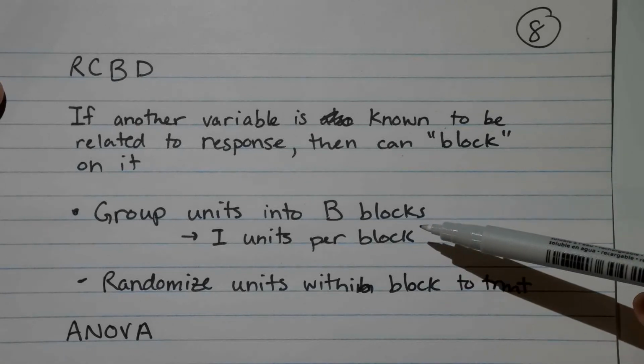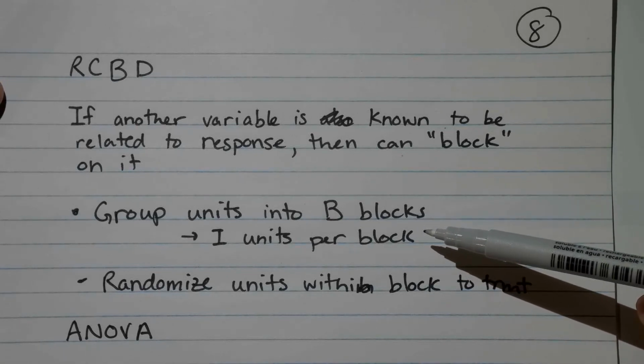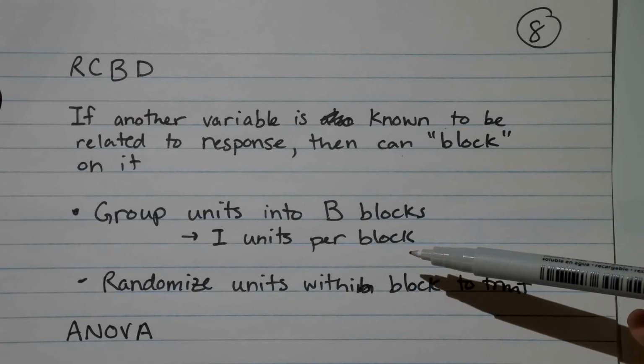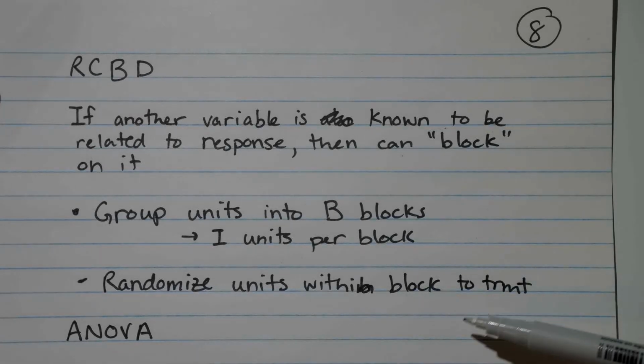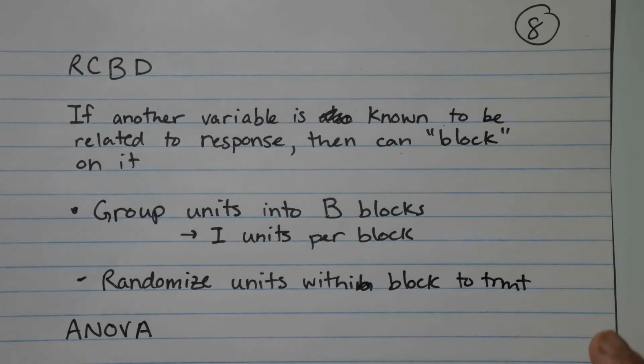In other words, we group our units into capital B blocks, where each block has I units, and then randomize units within the block to one of the treatments. So one observation in each block is assigned to each treatment.